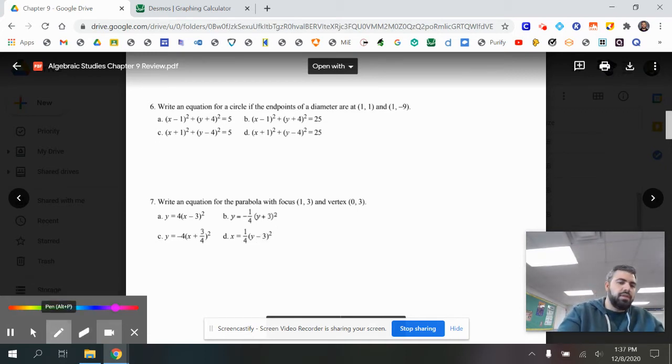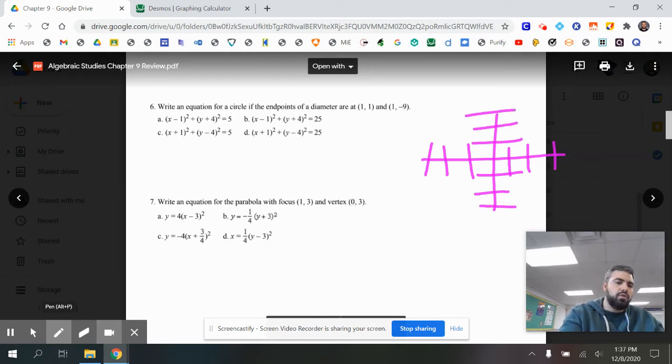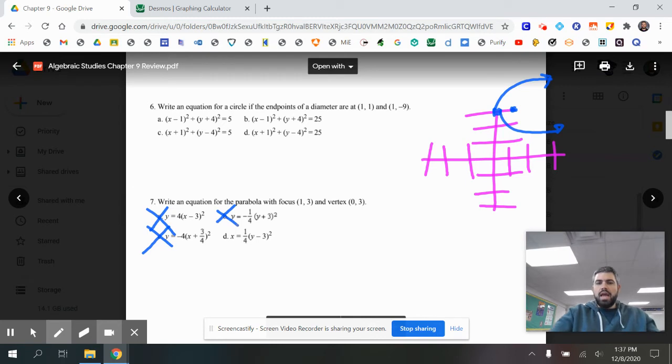So basically, if I'm thinking of it like this, right? Okay, so if I know that my vertex is at 0, 3, right there, and my focus is here, it means that my parabola has to go like this, right? Because the focus was right inside our parabola. So that means it can't be a y equals problem. The only way it works is if it's an x equals problem. So that actually gets rid of A, B, and C, right?